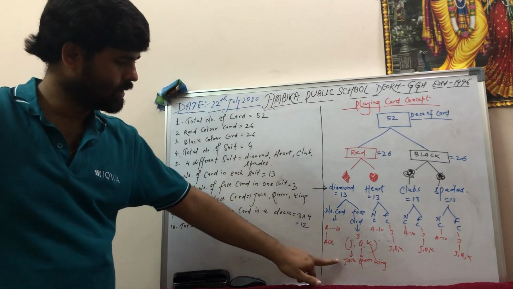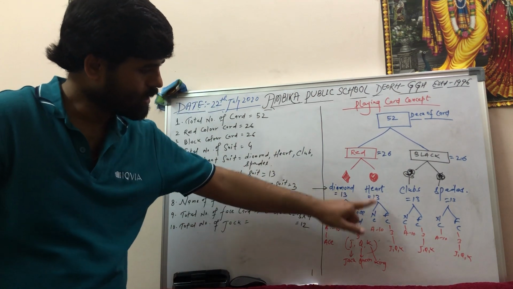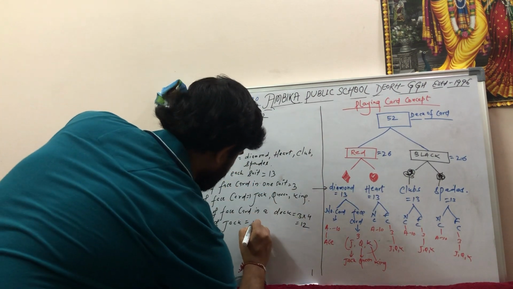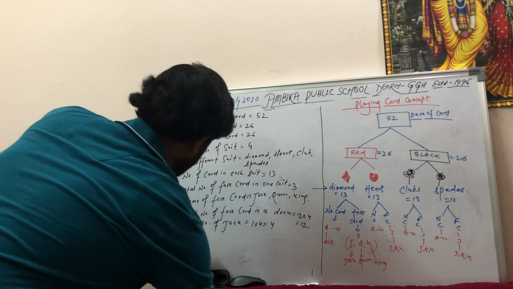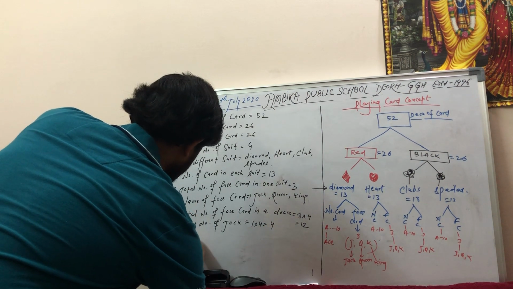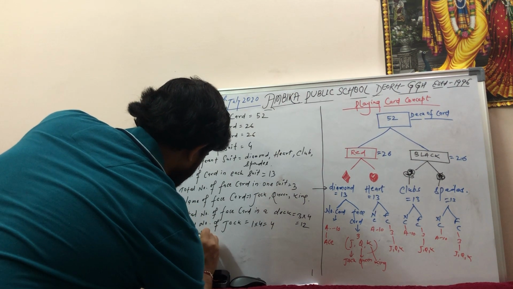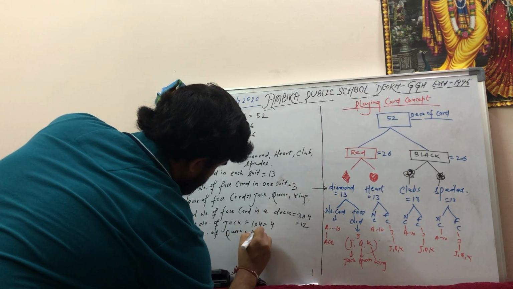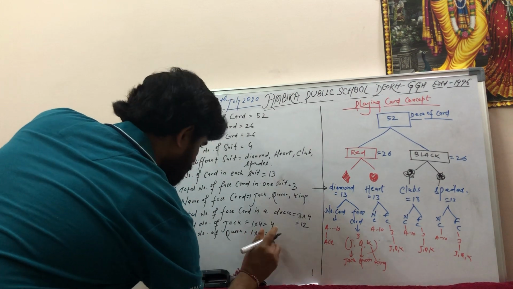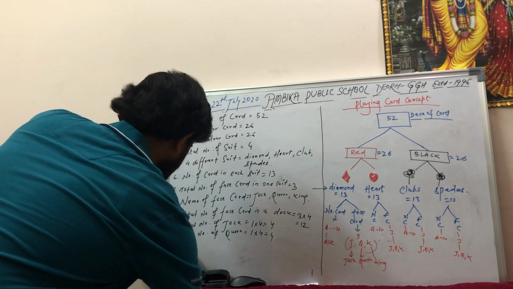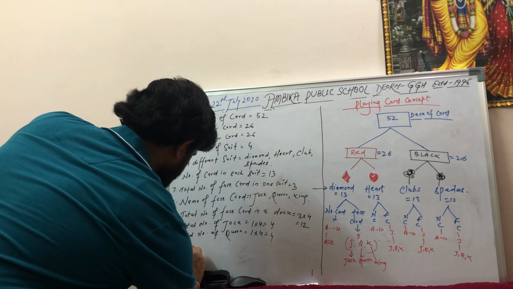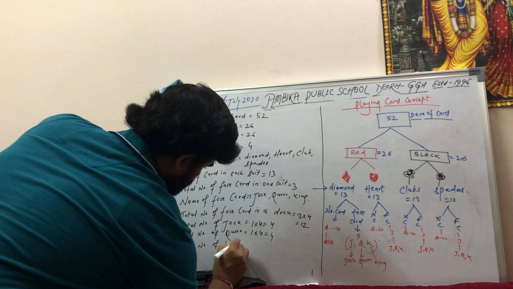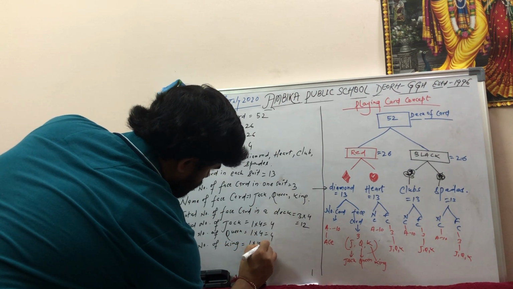Total number of jack. In this one suite there is one jack, another suite also one jack, so there are 4 suites, so 1 into 4 equals 4 jacks. So 11th point: total number of queen equals 1 into 4 equals 4. 12th point: total number of king equals 1 into 4 equals 4.